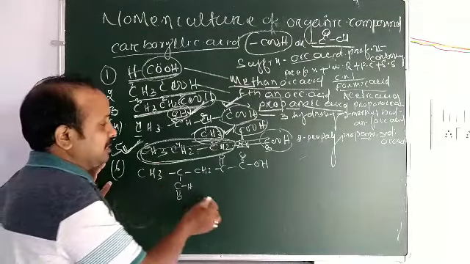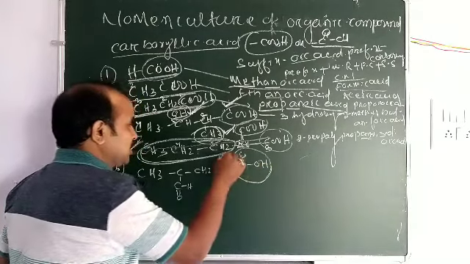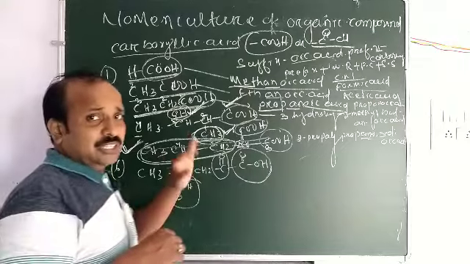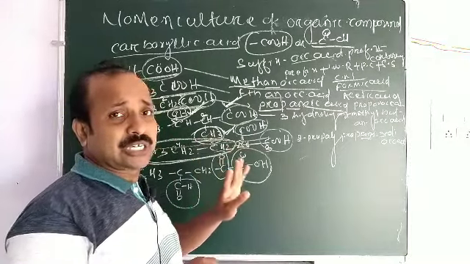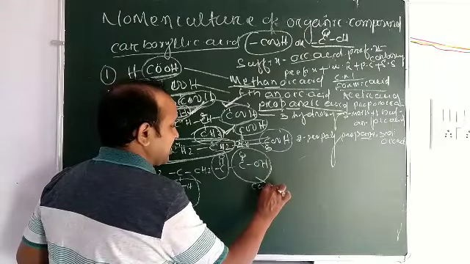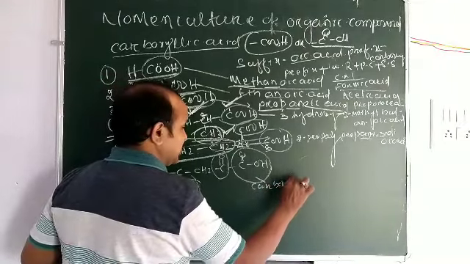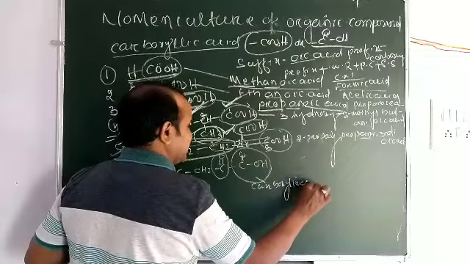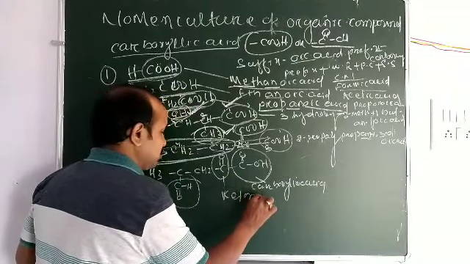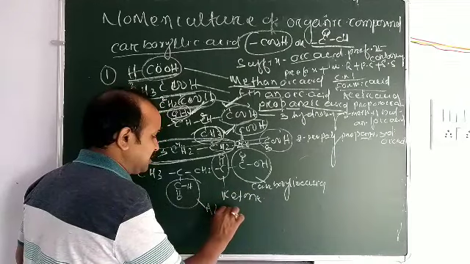Then this is another organic compound. You see that here is a functional group, here is also a functional group, and here is also a functional group. There are 3 functional groups in this chain. One is carboxylic acid, another one is ketone, another one is aldehyde.